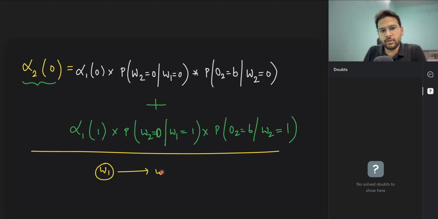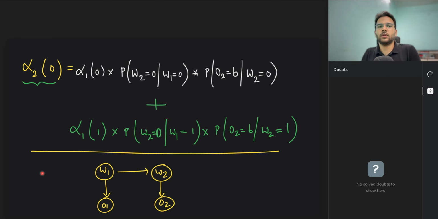W1, carefully see this, everyone. W2, O1, O2. Now, when I'm talking about calculating alpha 2 of 0, this 0 represents that I'm talking about W2 being 0. This is clear to all of you, right? Alpha 2 means I'm present, you are standing over here at the second step. Fine. So you are calculating this.